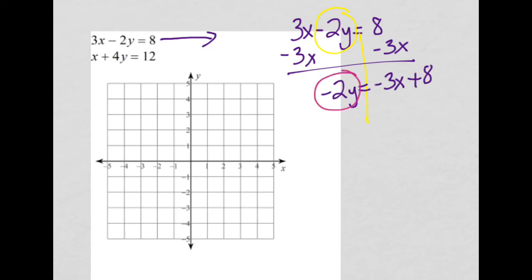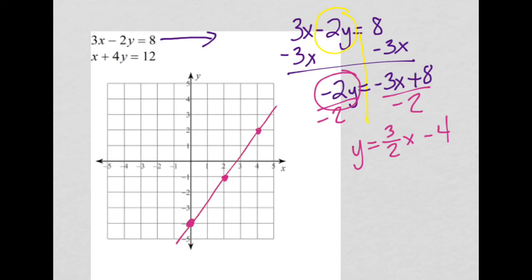Circle what we're solving for. How to undo what's inside the circle? You divide by 2. Divide by 2. So y equals this negative and that negative make a positive 3 over 2x. This positive and that negative will make a negative 4. So I'm going to go to negative 4, put my dot. My slope is a 3 over 2, so I'm going to count up 3, go over 2. Count up 3, go over 2. And then I'm going to connect.